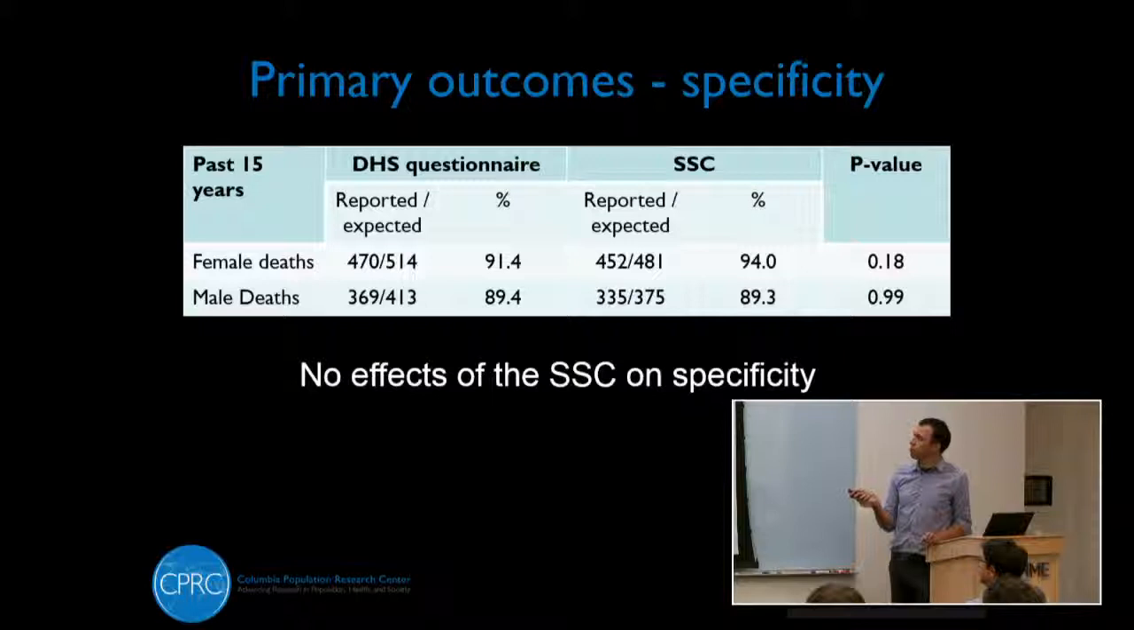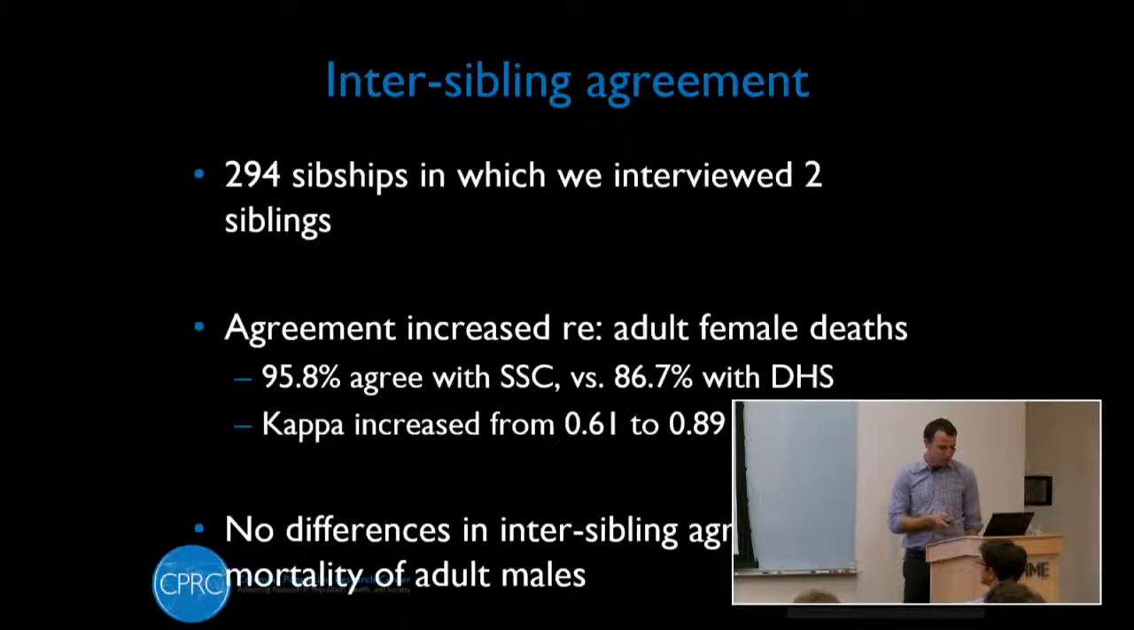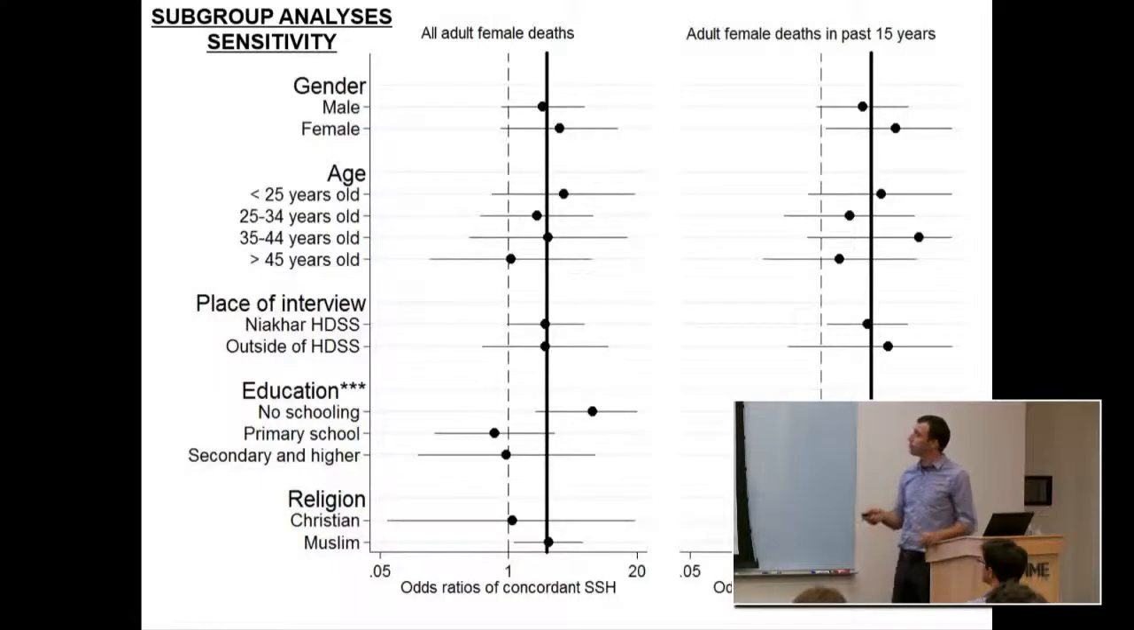For female deaths, same for male deaths. So the specificity did not decrease by using those questionnaires. On one end, you get a more accurate reporting of the deaths you actually expect. On the other hand, you don't get a worse reporting of the deaths you don't expect. So that's a positive sign. Okay, I'm going to skip over all of this, but you can look into this if you want later.